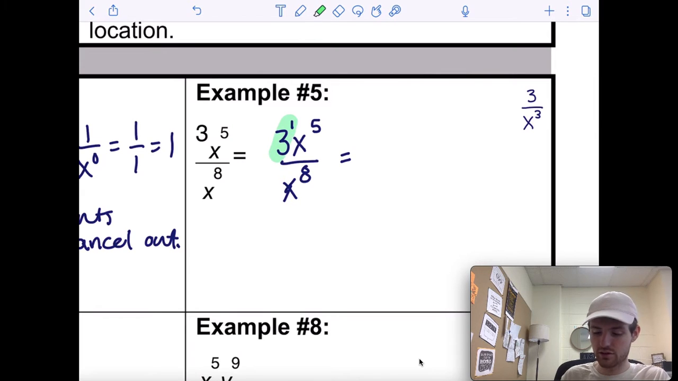So when I look at this 3, is there anything that I can do to simplify that? No. I don't see any more base 3's anywhere in the problem. It just has an exponent of 1, so it's already positive, so I don't have to move it anywhere. So I just keep it in the numerator.